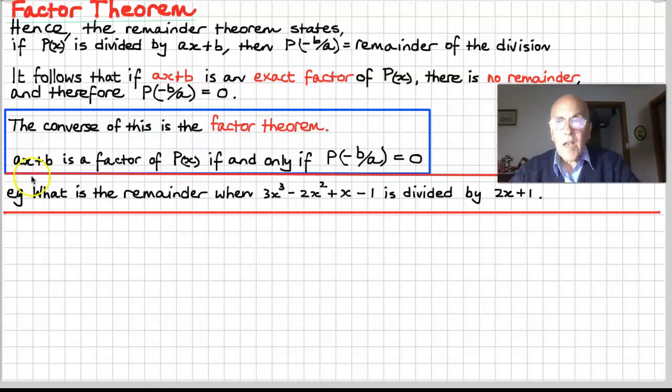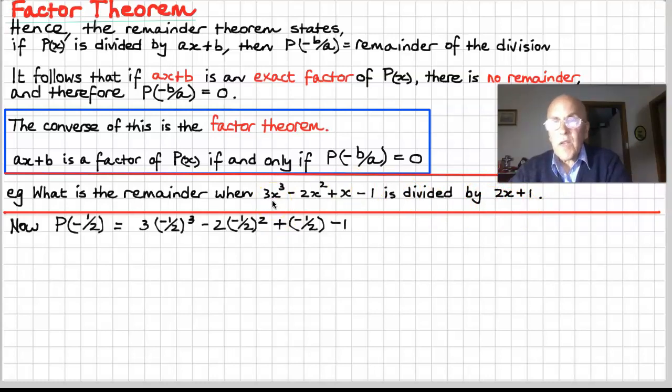All right, an example for us. What is the remainder when this one here is divided by 2x plus 1? So what we're going to do is substitute x as minus a half, which is what is required to make this 0, into this polynomial. So p of minus a half gets us 3 times minus a half cubed, minus 2 times minus a half squared, plus minus a half, minus 1. And then we work all that out.